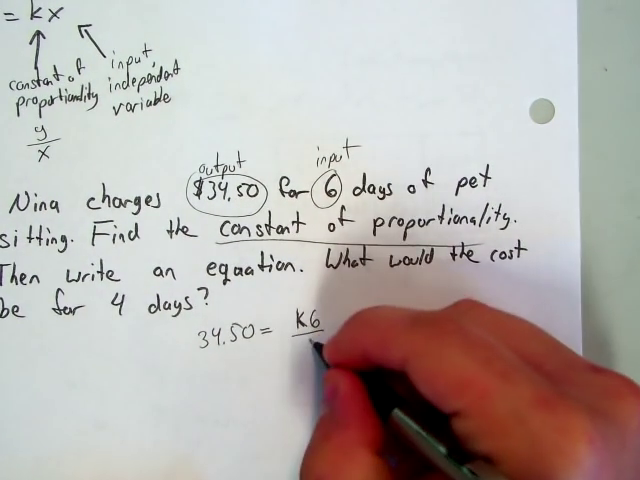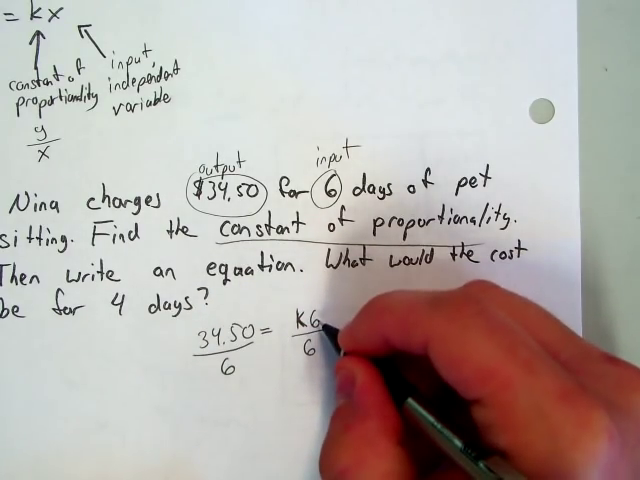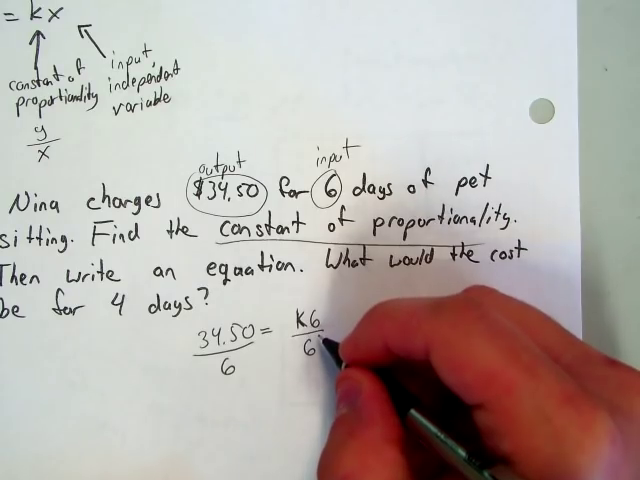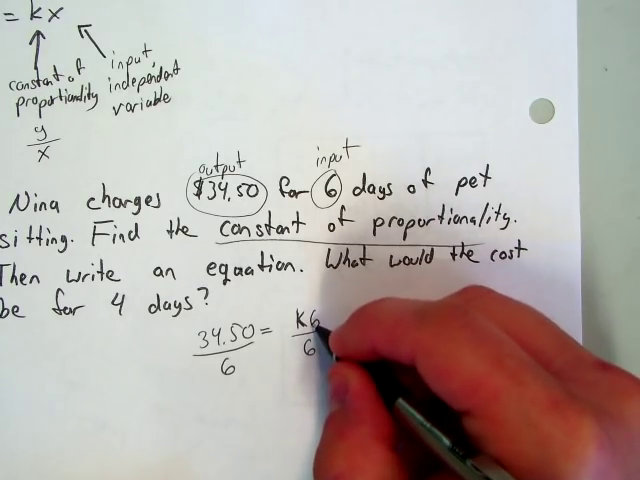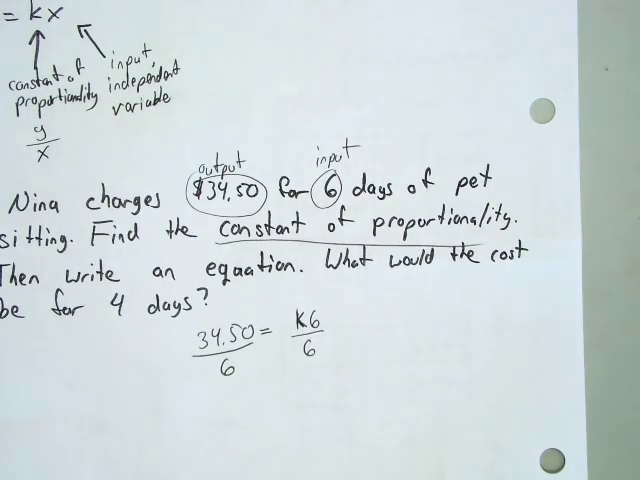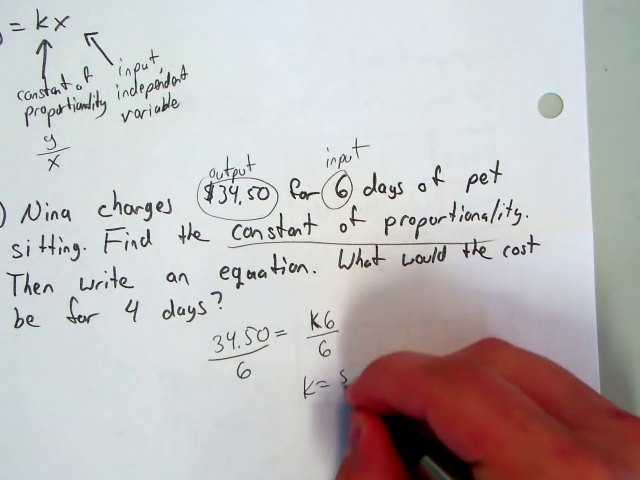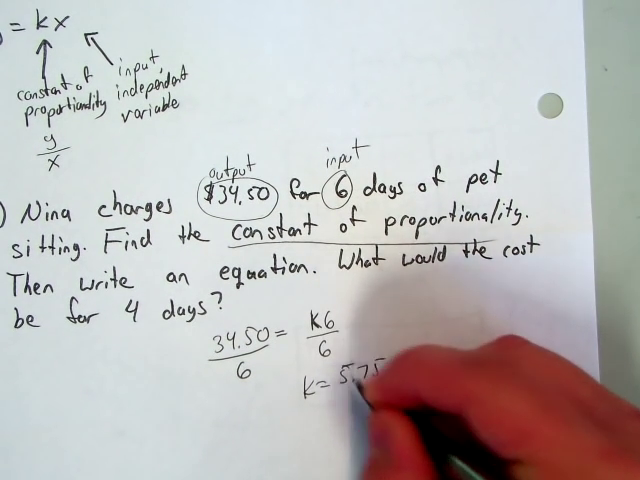In order to find k, I want to get k all by itself. So this is k times 6. To do the opposite of that, to get rid of it, the opposite of times 6 is divide by 6. And if I do $34.50 divided by 6, that'll tell me how much she makes per day. And that value is $5.75.